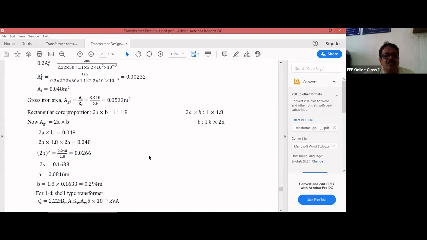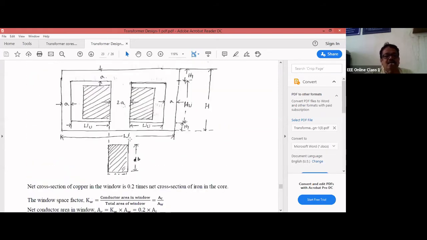And one more thing, if you go back to this shell type transformer, this is the core area. Width is 2a and depth is b. So what you have to calculate is this b and this 2a, because b is greater compared to 2a. You have to calculate this b and this 2a.